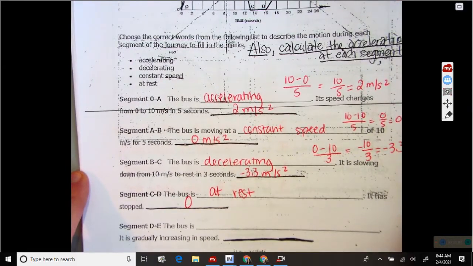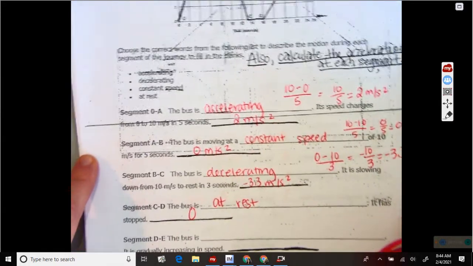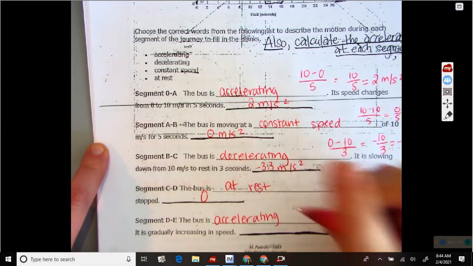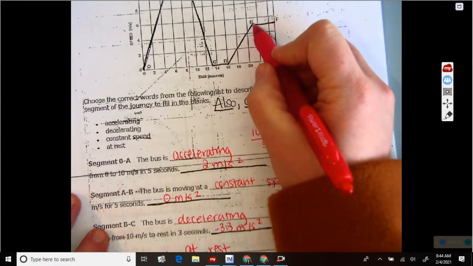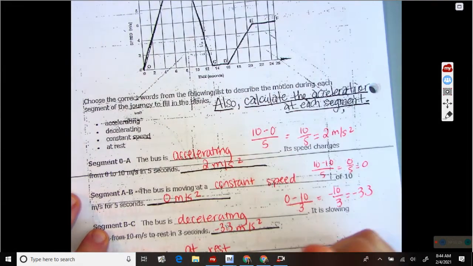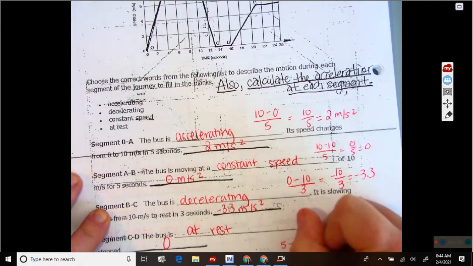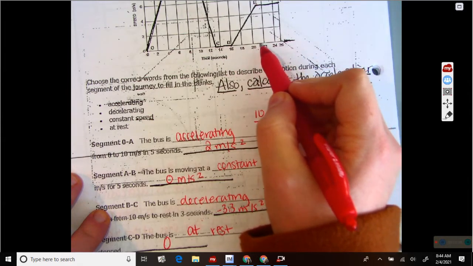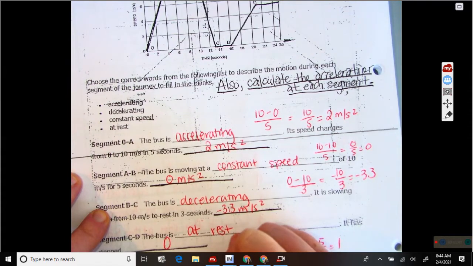The last one is D to E. What is the bus doing at D to E? So we know the speed is increasing, so we are accelerating. I'm gonna write that down. The bus is accelerating. And we want to know the acceleration. So D to E, my final is E. So my final velocity is going to be about 5 meters per second. 5 minus my initial velocity of 0 over the time it took from D to E is from 16 to 21. So 5 seconds equals 5 divided by 5, which equals 1. So my acceleration is 1 meters per second squared.